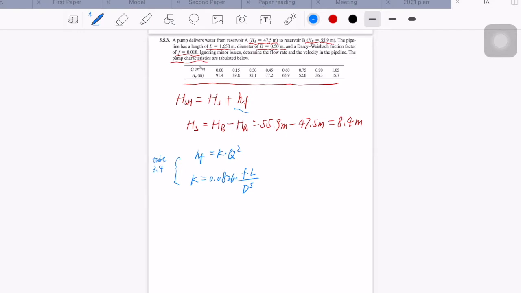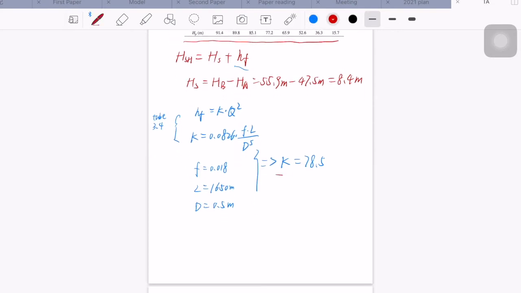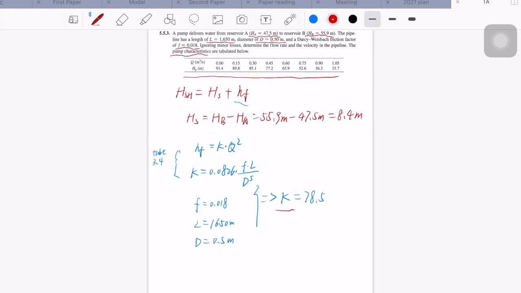And from the problem, we know the F, the friction factor, equals 0.018, and the length equals 1,650 meter, and the diameter of this pipe equals 0.5 meter. So we can determine the K value equals 68.5. And now we know the K value. And the problem also gave us the pump characteristics.